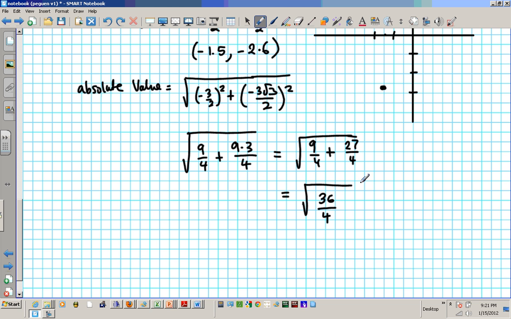Right? And it's going to become 6 over 2. But there are different ways we can do this, right? You can divide this to make it root 9, which is 3. Or you can divide it whichever way you want to do it. It doesn't make any difference. Anyway, it's 3. So the absolute value is 3. Okay?